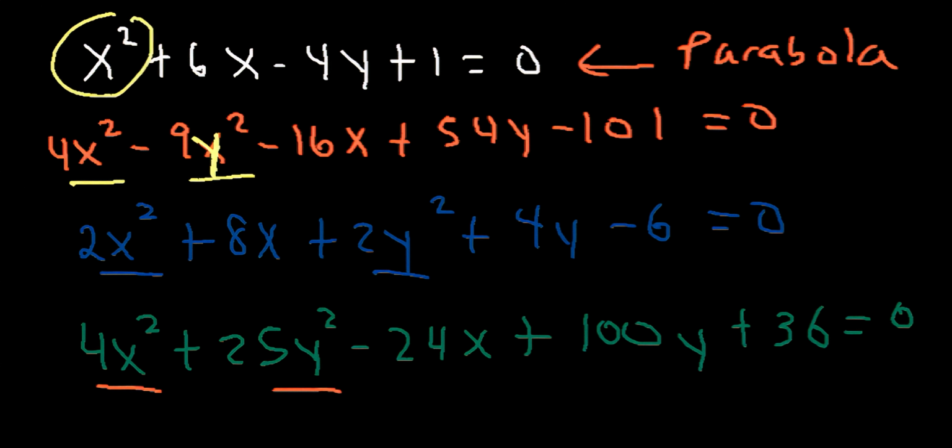Here's the x squared, but there's no y squared. Or there could be a y squared, but no x squared. So now, which one is the hyperbola? That's the next thing you want to look for.